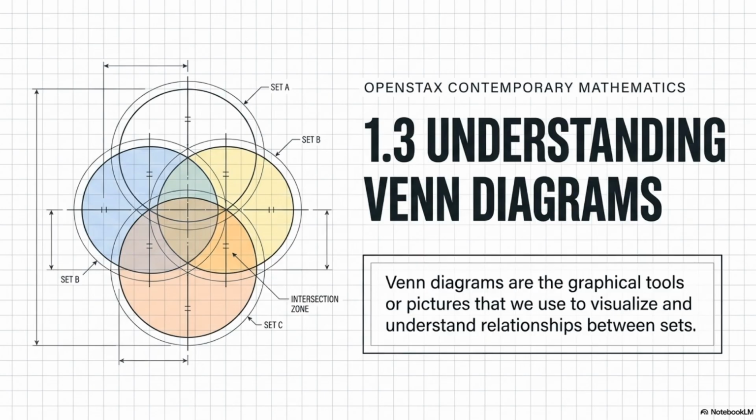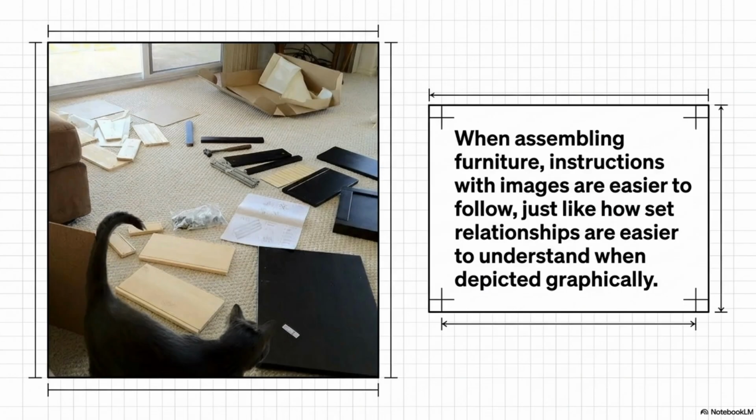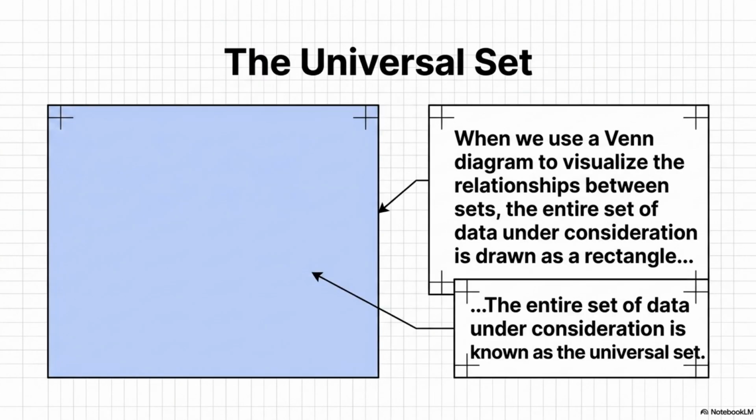Let's start with the big picture. When dealing with abstract logic or massive data sets, our brains physically struggle to process raw information. So section 1.3 argues that we need a cognitive boundary to make sense of it all. Enter the Venn diagram. Just like assembling furniture is way easier with pictures, abstract logic is easier with diagrams. We start by drawing that large rectangle you mentioned earlier, which represents our entire data set, the universal set, or U.